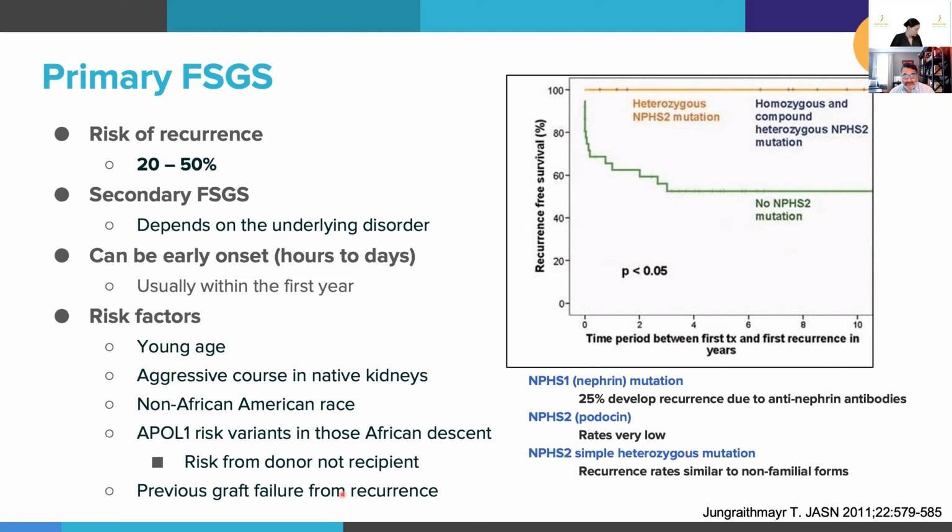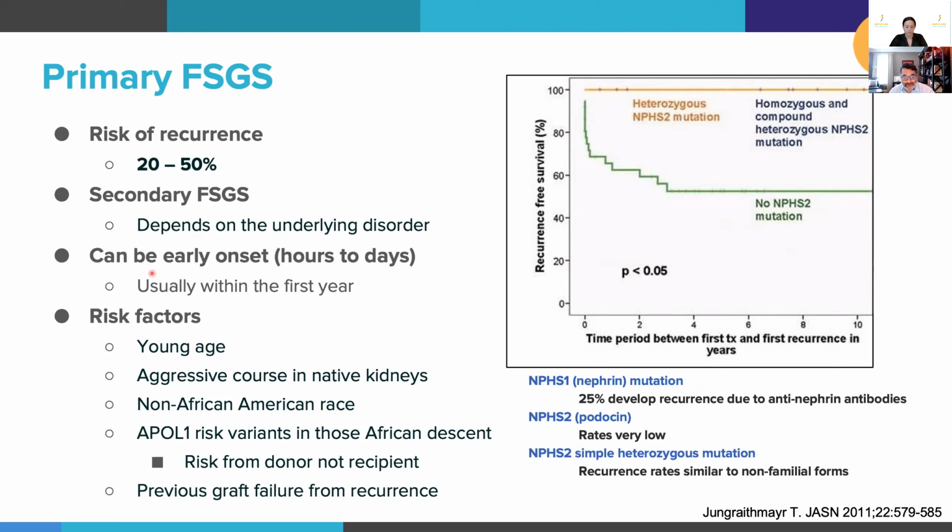So this is data just on patients who have FSGS and whether they have recurrence after transplant. The risk of recurrence is about 20 to 50%, as I mentioned, or about a third of patients in general. There is something different in secondary FSGS. If you have FSGS, but you have some other underlying disease process that's caused the FSGS, the one I think of often is either obesity-related FSGS or sickle cell disease, then whether we see a recurrence afterwards depends on the underlying disorder.